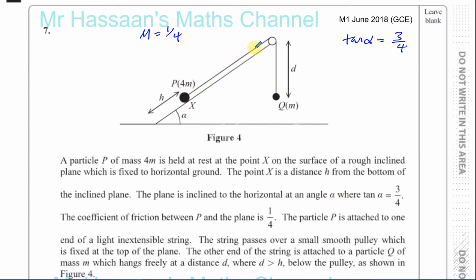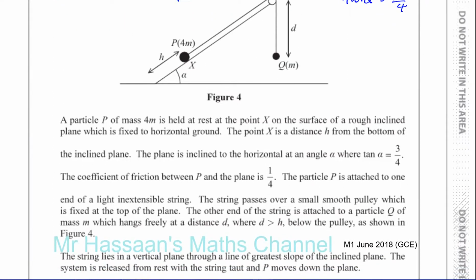The string passes over a smooth pulley which is fixed at the top of the plane. The other end of the string is attached to a particle Q of mass m, where Q hangs freely at a distance d, where d is greater than h. This distance d is greater than this distance h below the pulley, as shown in figure 4. That means if Q hits the ground, it would not have reached the pulley because this is longer than that distance h. I think that's why they gave us that information.